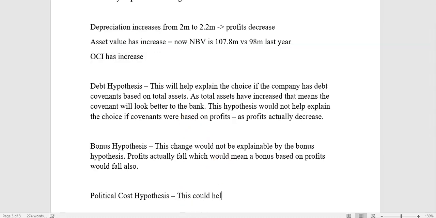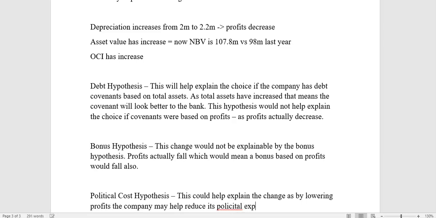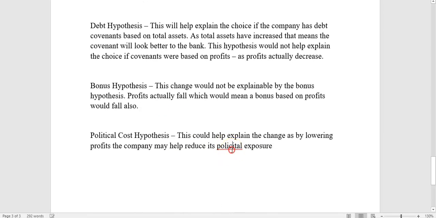This could help explain the change, as by lowering profits, the company may help reduce its political exposure. Now, it's only a marginal decrease because it's only 200,000 bigger depreciation, but by having a lower profit figure, you're helping reduce your attention from the public, and that means reducing your political exposure for increased regulation, etc.